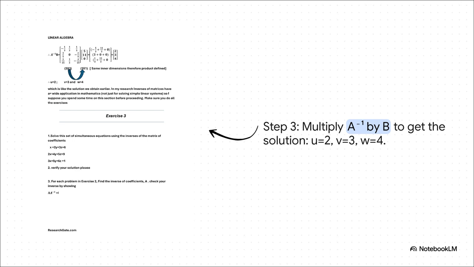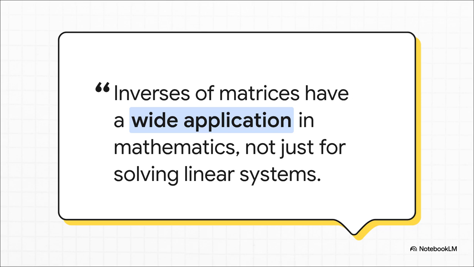We take our new key, A inverse, multiply it by our constants, B, and bam! The machine spits out the solution vector. Instantly, we have our answer. U is 2, V is 3, and W is 4. Puzzle solved.